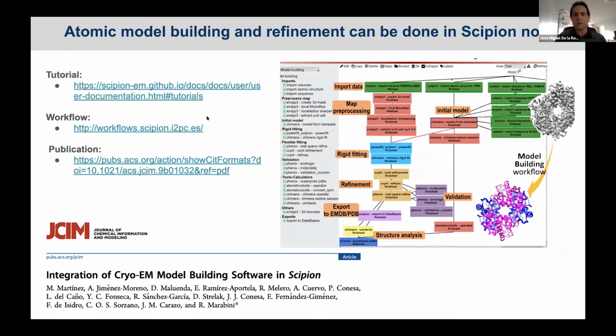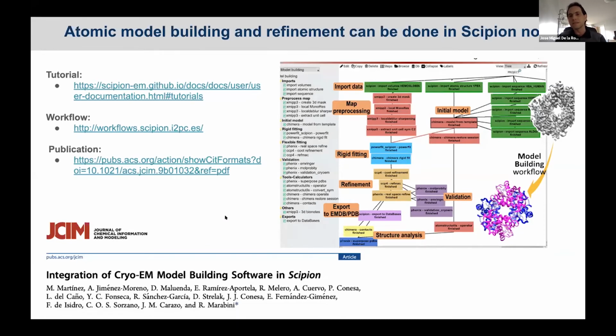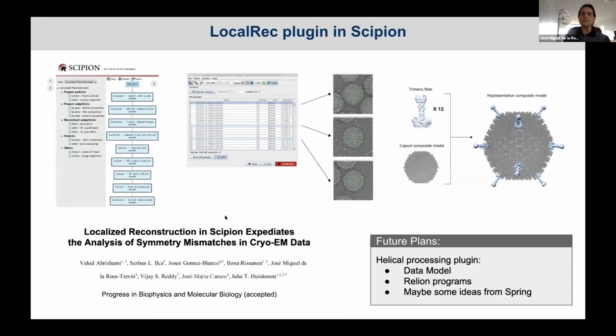on the Scipion webpage. And we also have a workflow repository where you can find not only atomic model building, but anything, the workflow itself. So this is nice for reproducibility and also for learning what others have done and what parameters are used in different conditions. There is a publication of this that, if you are interested, you can go and read more about this type of workflow in Scipion.